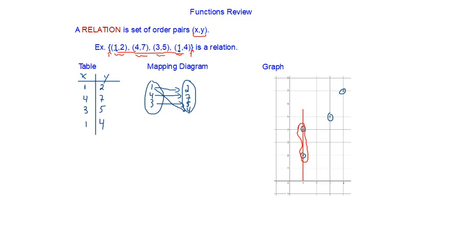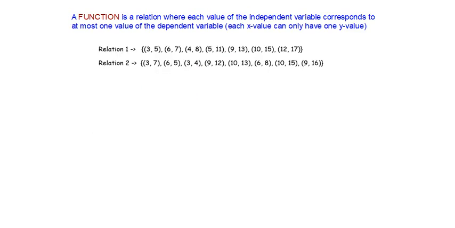We'll talk about functions. A function is a special kind of relation. It's a relation where each value of the independent variable corresponds to at most one value of the dependent variable. An easier way to think about that is that each x value can only have one y value. So I've listed 2 relations here. You can see them. One looks a little bit longer than the other.